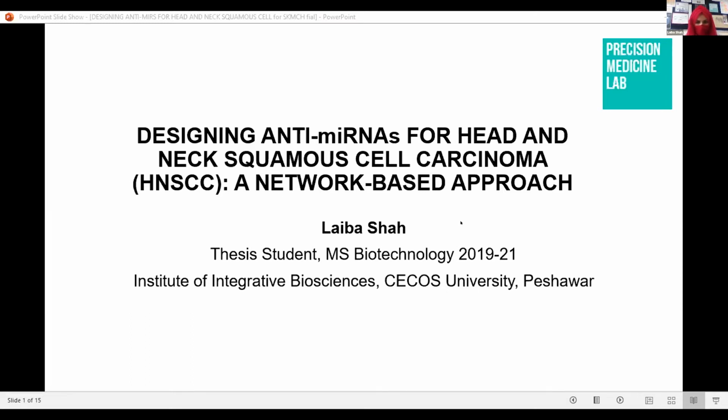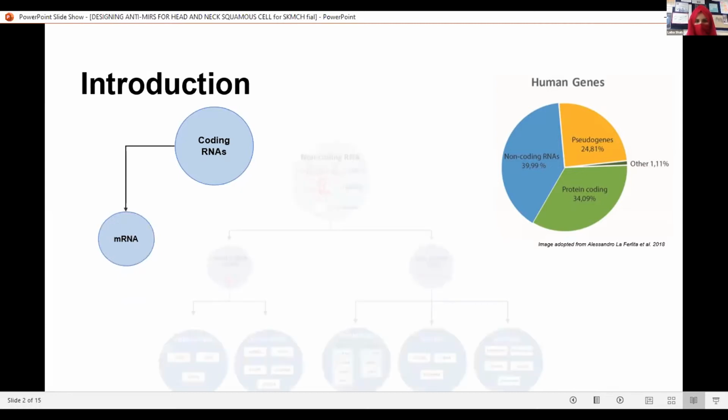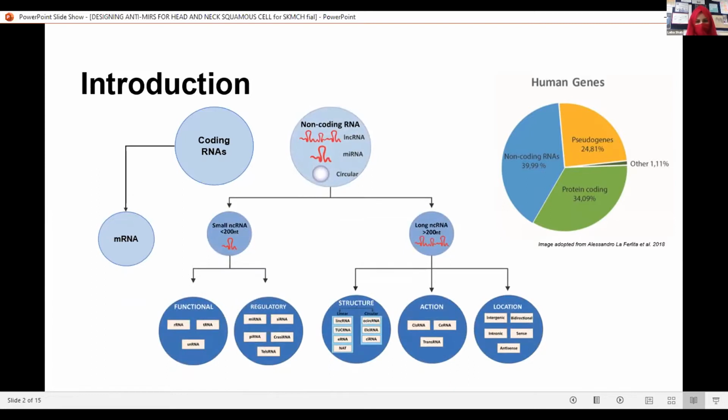So, before going into further detail, I would like to tell you a little bit about what RNAs are. In our genome, we have two main types of RNAs, the coding ones, one of which you must be familiar with, the messenger RNAs, and the non-coding ones, which have other subclasses of RNAs, like small non-coding RNAs, long non-coding RNAs. And my topic is mainly revolving around a subclass of small non-coding RNAs, which are the miRNAs or microRNAs.